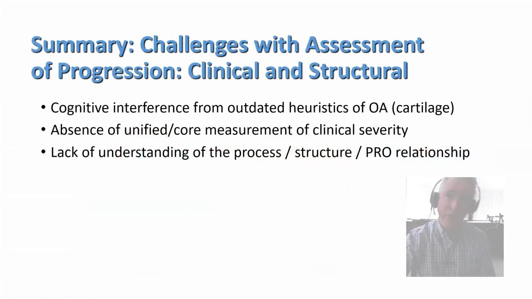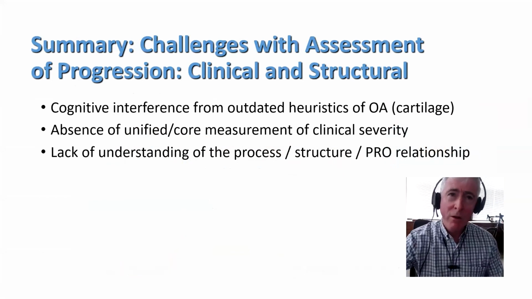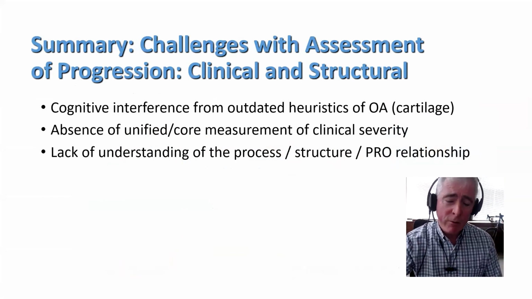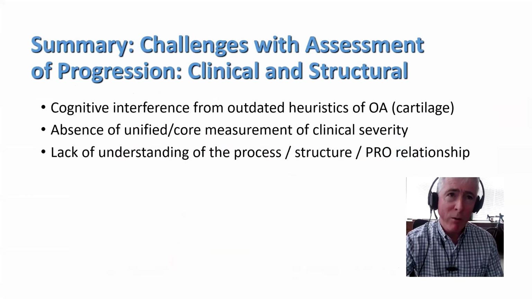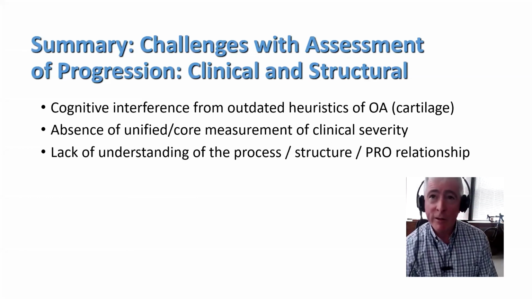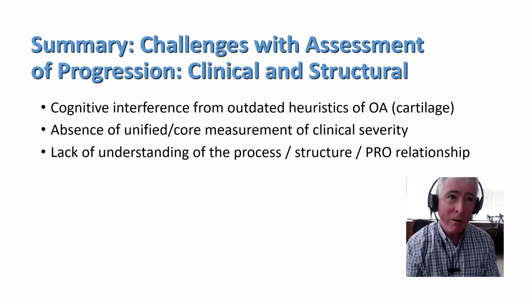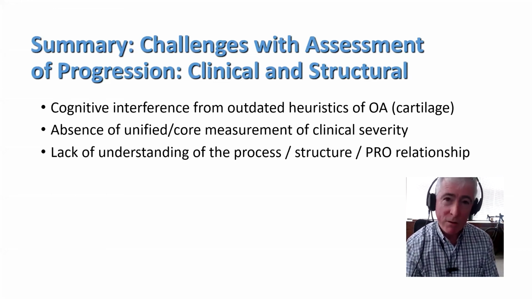So that's been a high-level attempt at paradigm busting, as a way to have a disruptive perspective on things and perhaps generate new approaches. And rather than listing the 100 challenges and obstacles in this field, I've just listed 3 high-level concepts. I think we have cognitive interference still intruding from the outdated heuristics of OA, especially of OA as a cartilage disease. I think we have a complete absence of a unified core measurement of clinical severity, and perhaps that should be our number 1 priority. And we have a lack of understanding of the relationships among process, structure, and PRO, and we still don't take into account the fundamental processes in osteoarthritis.